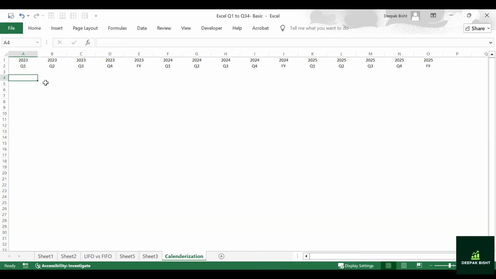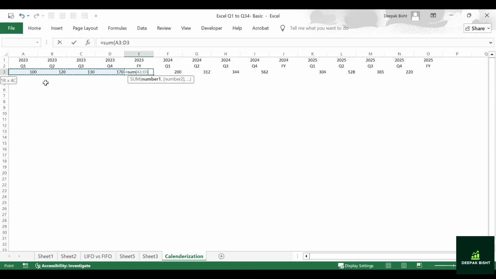Okay, so I'm assuming that these are the numbers. I'm assuming 100, 120, 130, 170 are the numbers reported by the company. And I'm assuming 200, 312, just random numbers. And I'm assuming here 304, 528, 365, and 220. We know that FY is going to be the sum of all four numbers.